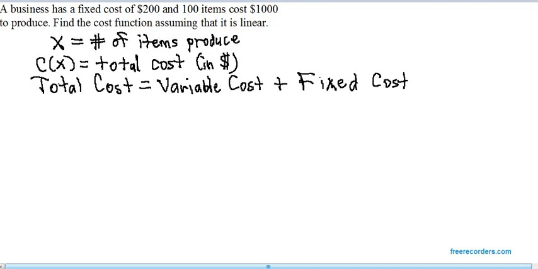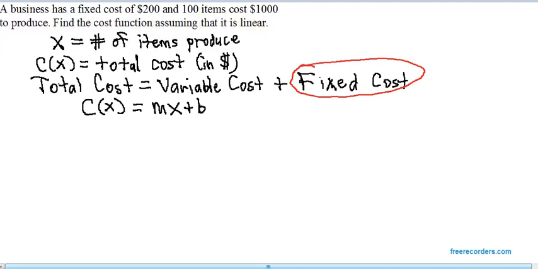It says to assume that the cost function is linear. Now remember, in the last section, linear meant y equals mx plus b. Using our new notation, our function notation, a linear cost function is going to be a function of the form c of x equals mx plus b. Now, the fixed cost is going to be that y-intercept, and the variable cost is going to be the mx term.